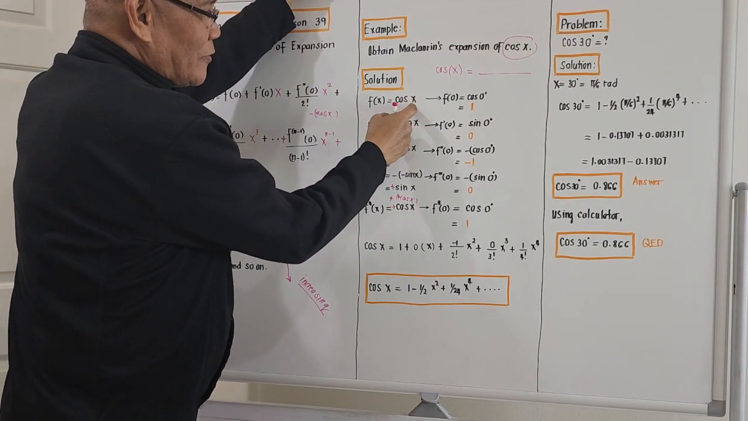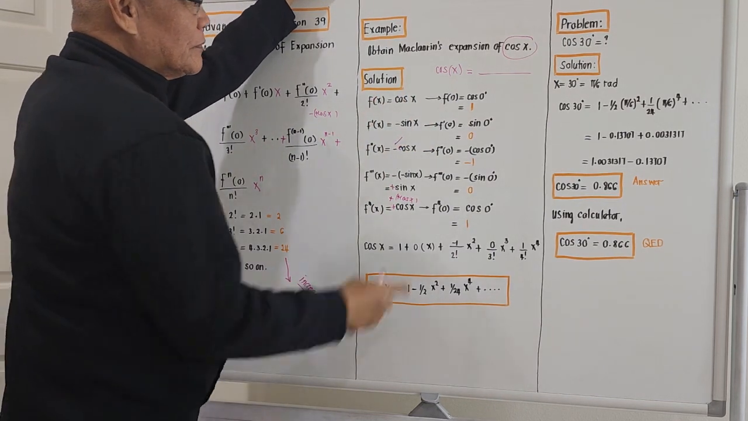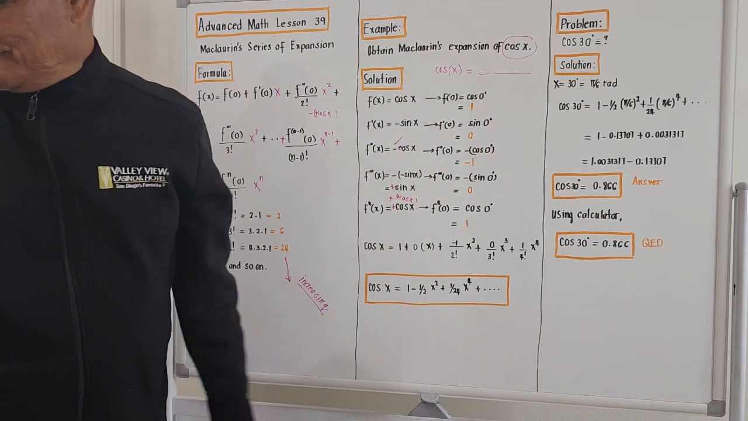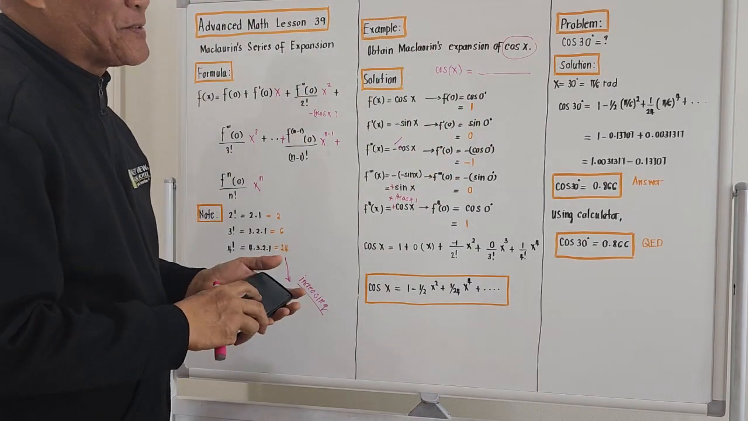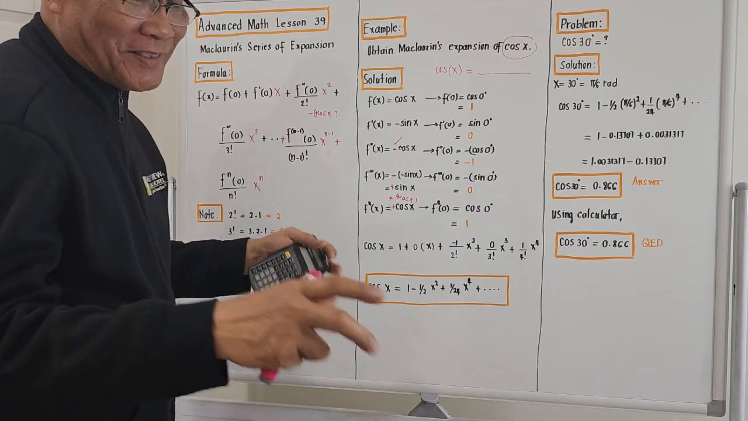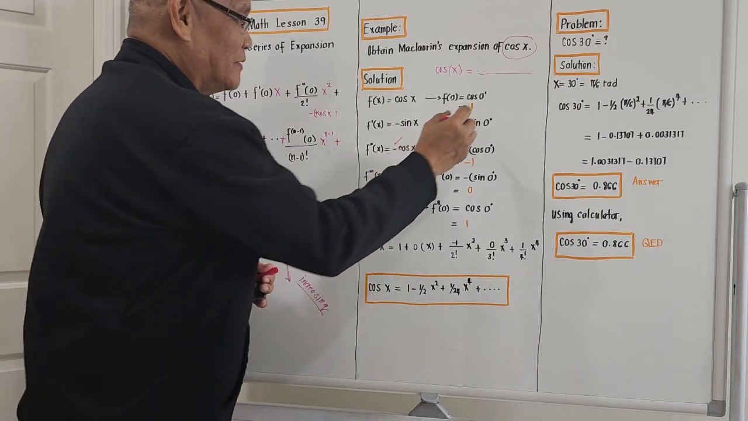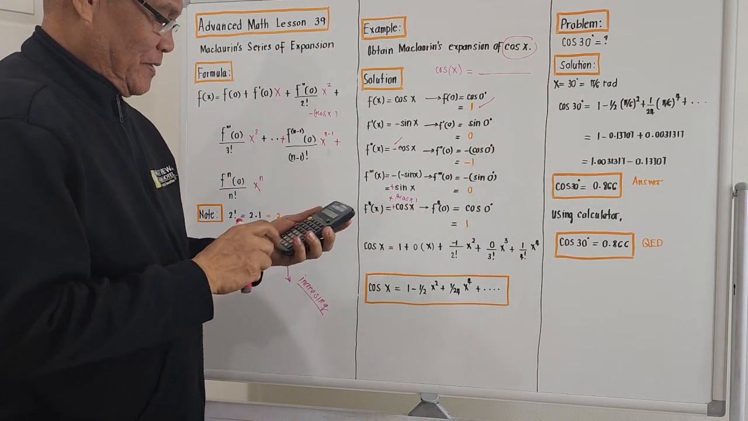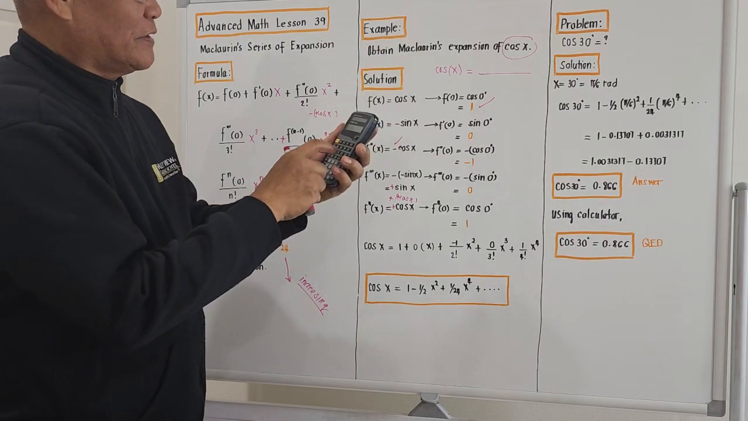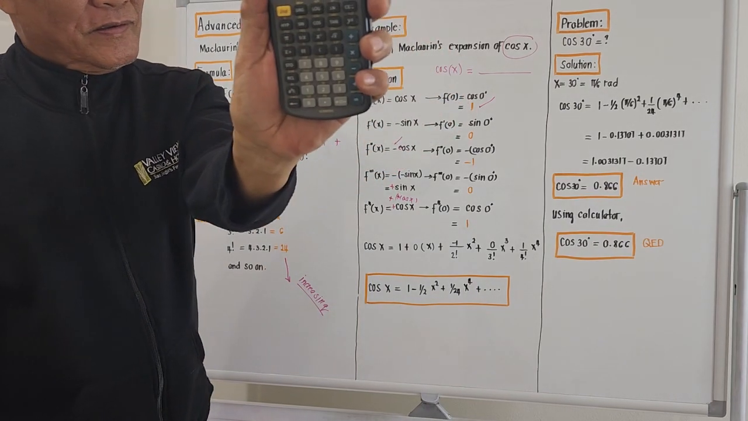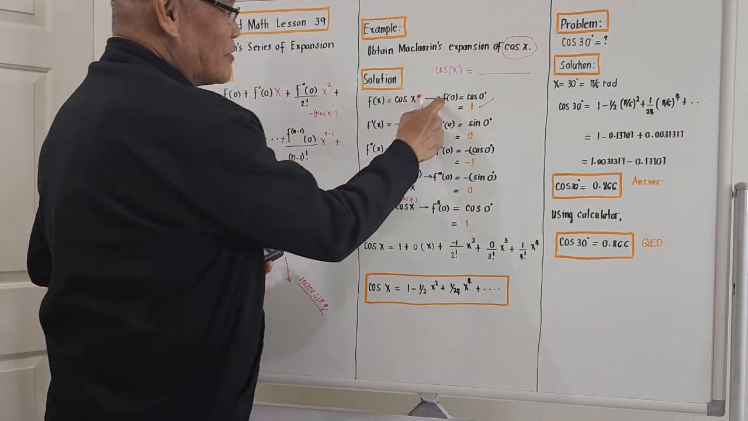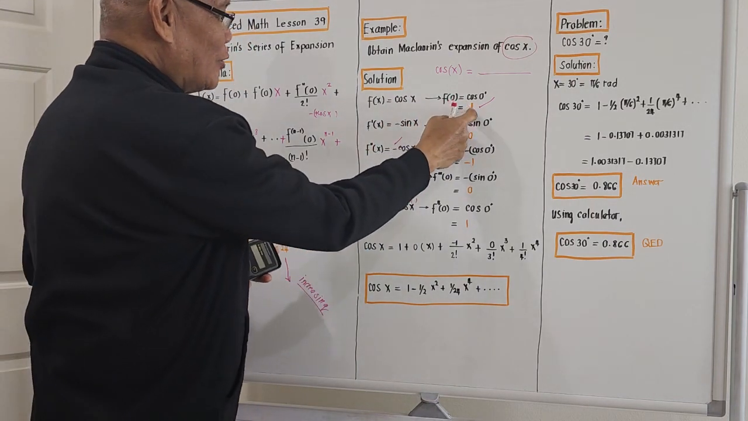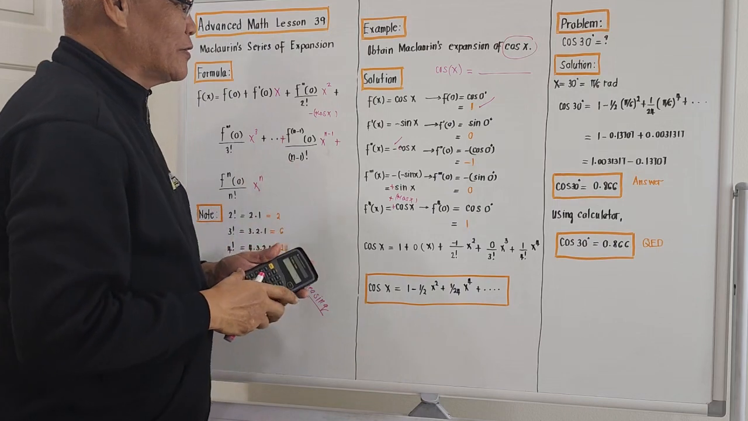F of x will be cosine of x. What is f of 0? F of 0 will be cosine of 0, cosine of 0 degree. This is a special one. Cosine of 0, if you are an electrical engineer or a mathematician, is 1. Cosine of 0, take the cosine, is 1. So f of 0, meaning cosine of 0, will be 1. We needed this value when we go back to the Maclaurin series of expansion.